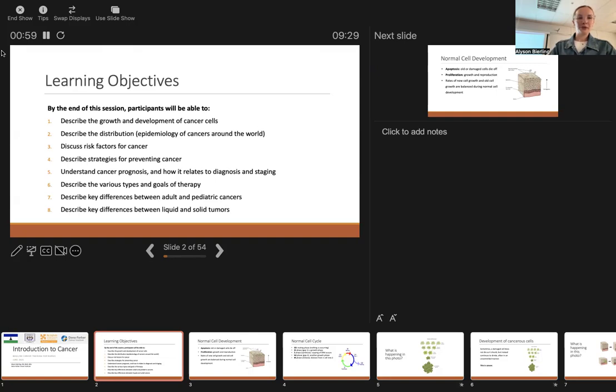Hopefully we'll also review cancer prognosis and how prognosis relates to diagnosis and to staging. We'll describe the various types and goals of therapy. We'll describe key differences between adult and pediatric cancers. And then finally, we'll review the key differences between solid cancers and liquid cancers.